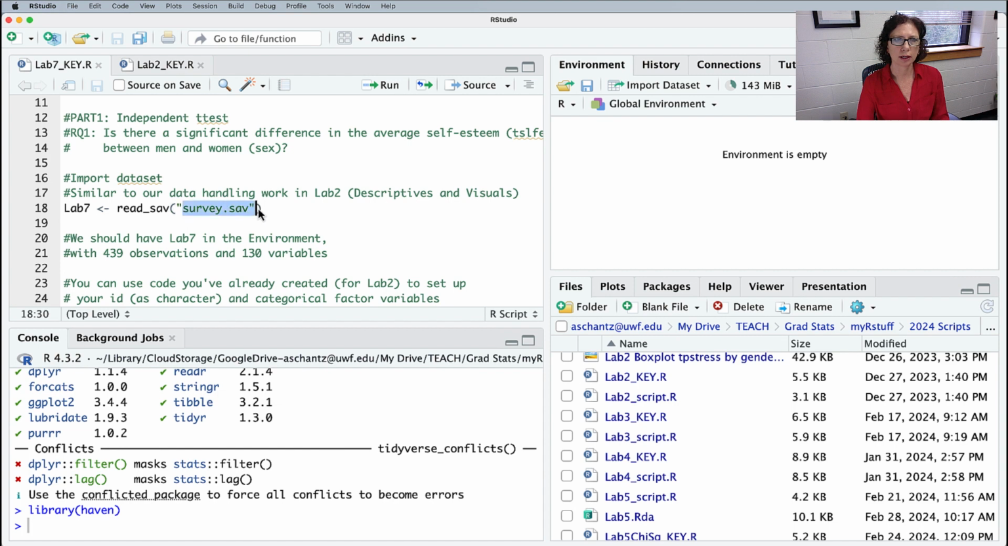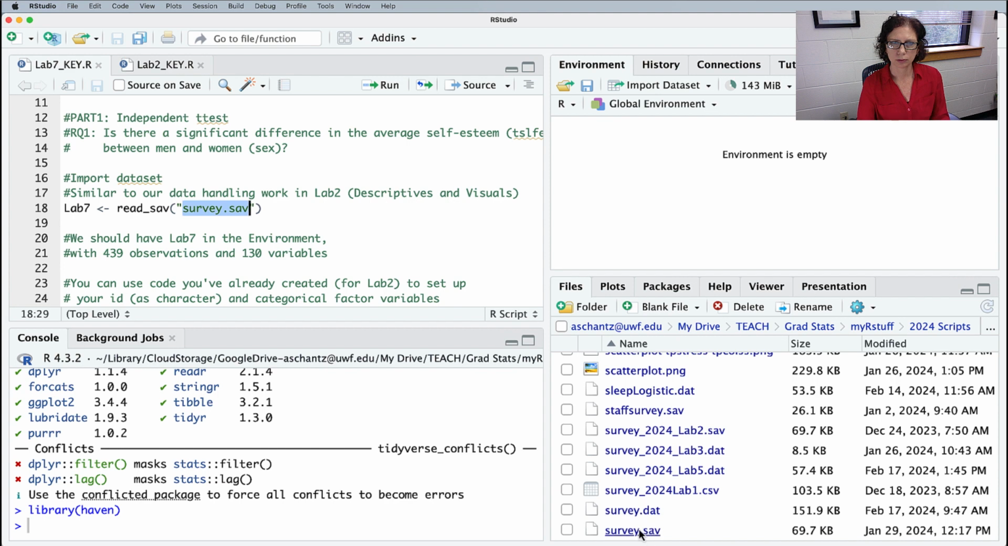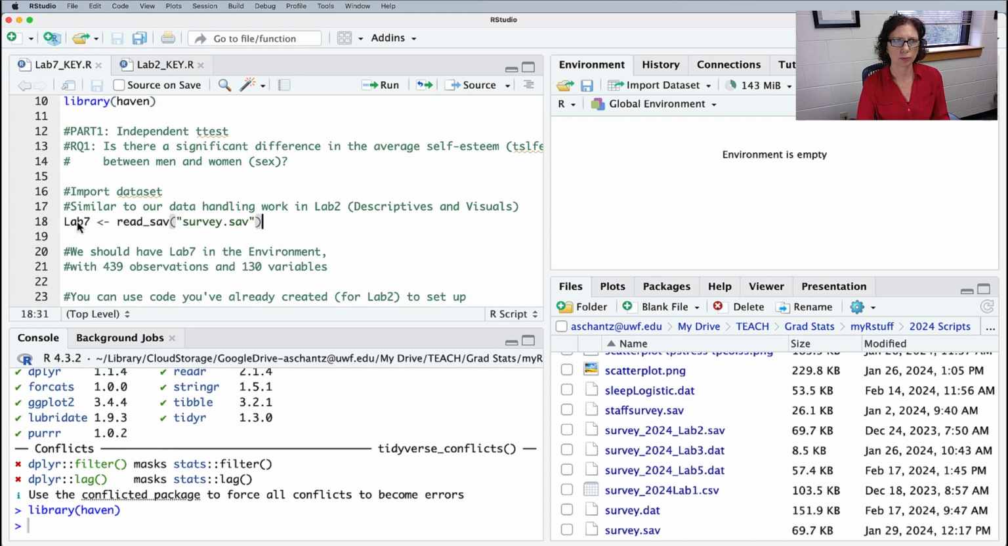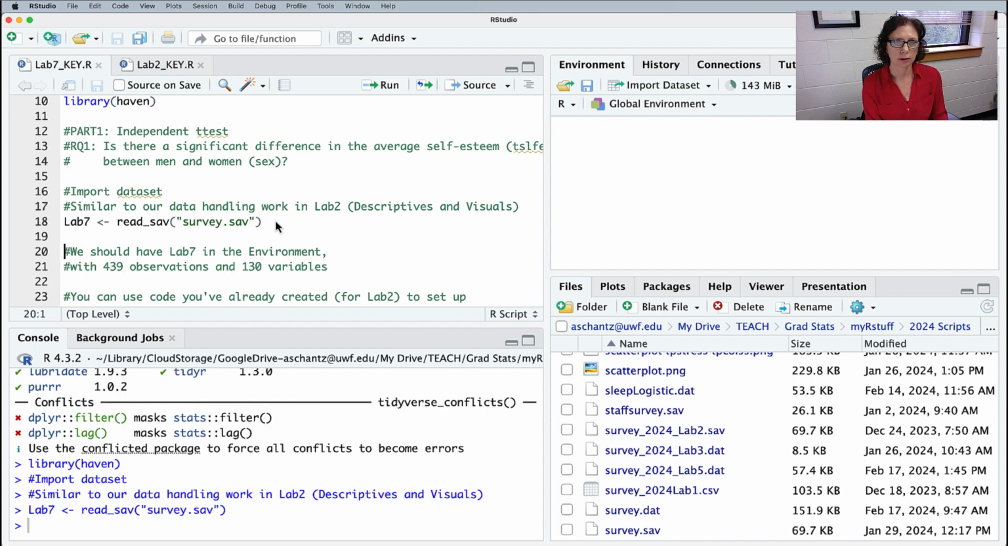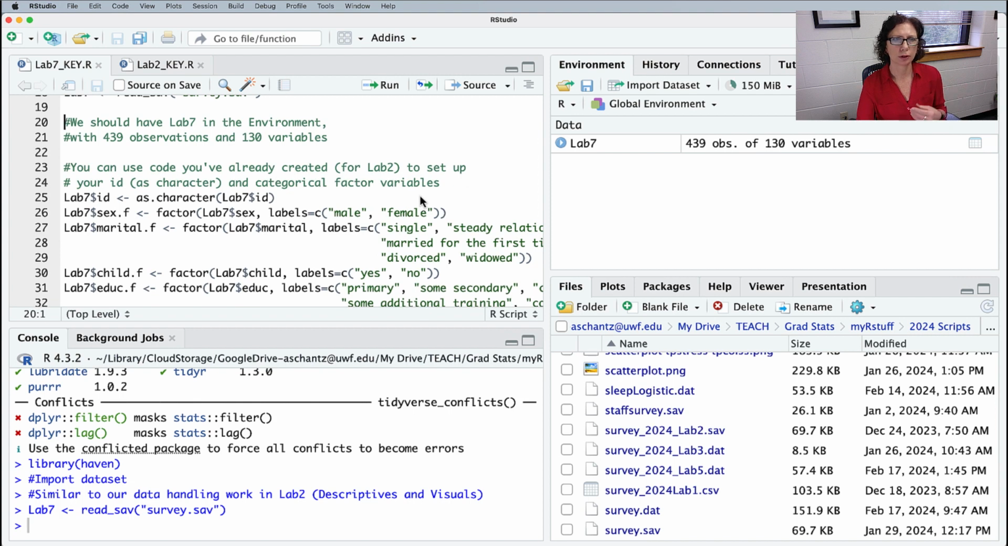So you need to have survey.sav in your working environment right there, and you already loaded Haven. So what we're going to do is just read in that survey.sav into an item that we're going to call Lab 7 in the environment. And we should have 439 observations of 130 variables. And again, I'm just pulling over code that I used in Lab 2 to help manage and prep this data.